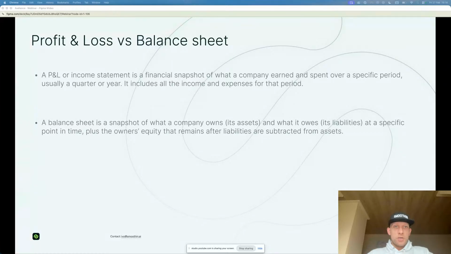What a balance sheet does: a balance sheet is a snapshot, a specific snapshot. So like a specific day or a date and time, usually it's the 31st of December, of what the company owns, so its assets, and what it owes, so its liabilities and its commitments to other people at a specific point in time, plus the owner's equity that remains after liabilities are subtracted from assets.